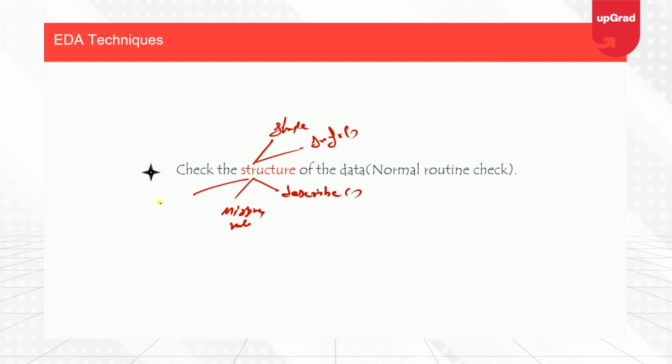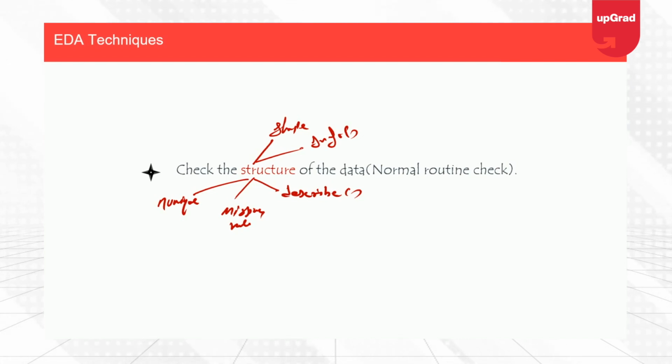You can check for the cardinality of the data by using a unique function available in pandas. So here, once you have loaded the data successfully, the next step that you should be doing is basically checking the structure. And in context to pandas, you can check for the shape or info, describe. You can check the missing values. You can check the number of unique values in each column. So this is an initial routine check that you're supposed to do on the data.